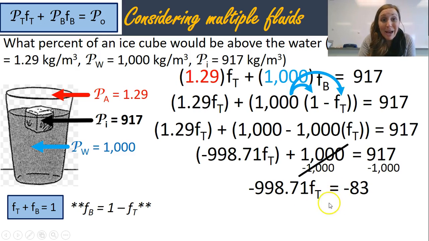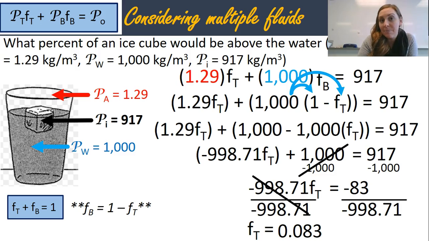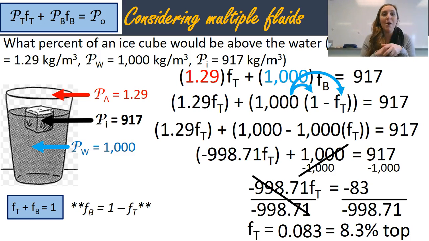I want ft by itself, so it's currently being multiplied by negative 998.71. So I have to divide by that to get rid of it. Do it on both sides. My fraction on the top is 0.083. I'm going to convert that to percentages. So 8.3% of the ice cube is going to be floating above water.